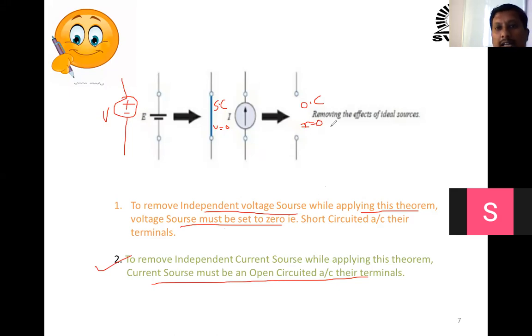Are you getting my point? So when I is equal to 0, the practical meaning is that it is open circuited. Current 0 means open circuited. Voltage 0 means short circuited. Are you getting my point? Current 0 means voltage is infinite. Voltage 0 means current is infinite. So here for short circuit the resistance R is 0, and for open circuit the R is infinite. What is the open circuit resistance, the impedance? Infinite. Are you getting my point? So these fundamental concepts you can remember.